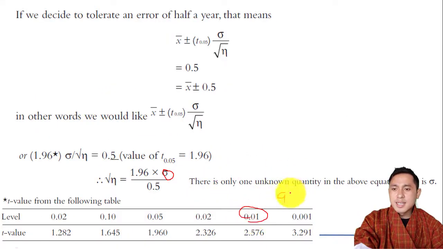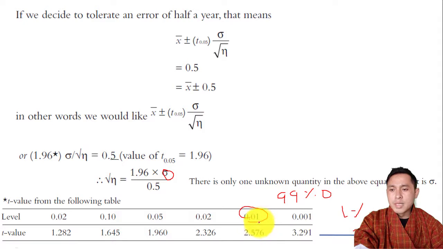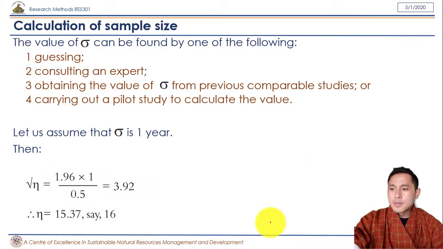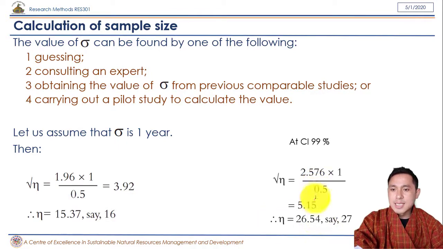So 99% means we're just leaving 1%, and basically that 1% is 0.01. So the level of 0.01 gives t value of 2.576. So 2.576 is here, and the same formula applied over here. Then we got square root of n is equal to 5.15, and we just take this square over here. Then we got 26.54. That's equal to 27.